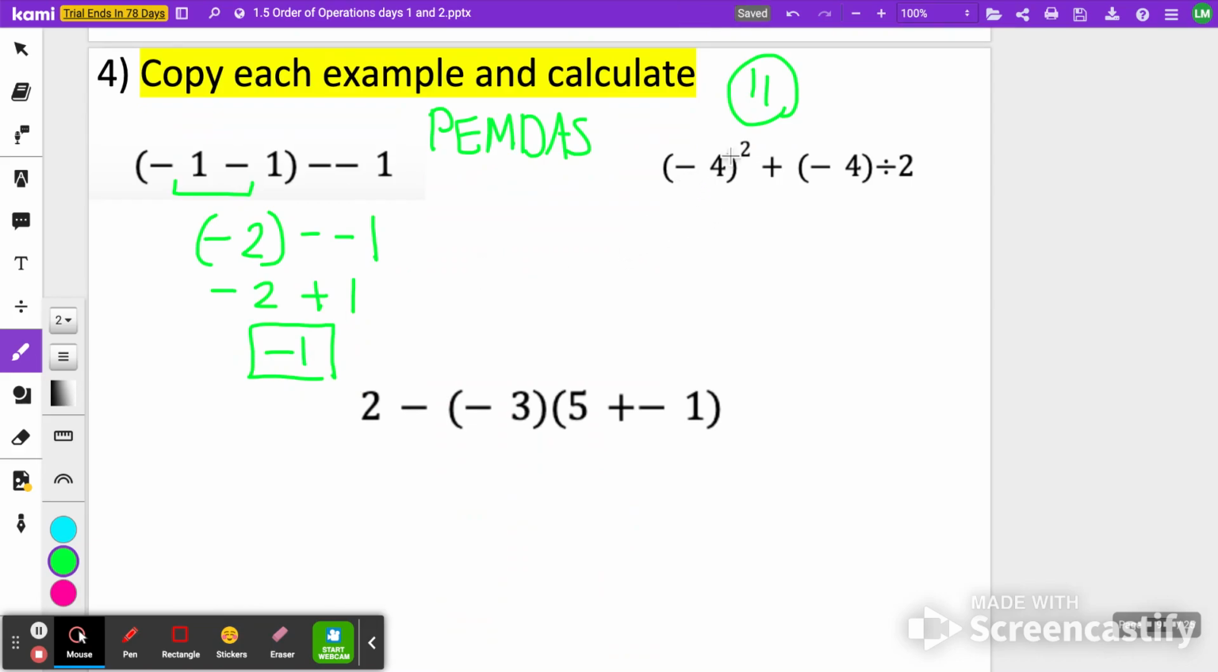Over here to the right, I've got some parentheses, but within those parentheses, nothing of importance. So let's go into exponents. Negative 4 squared means negative 4 times negative 4, which is 16.